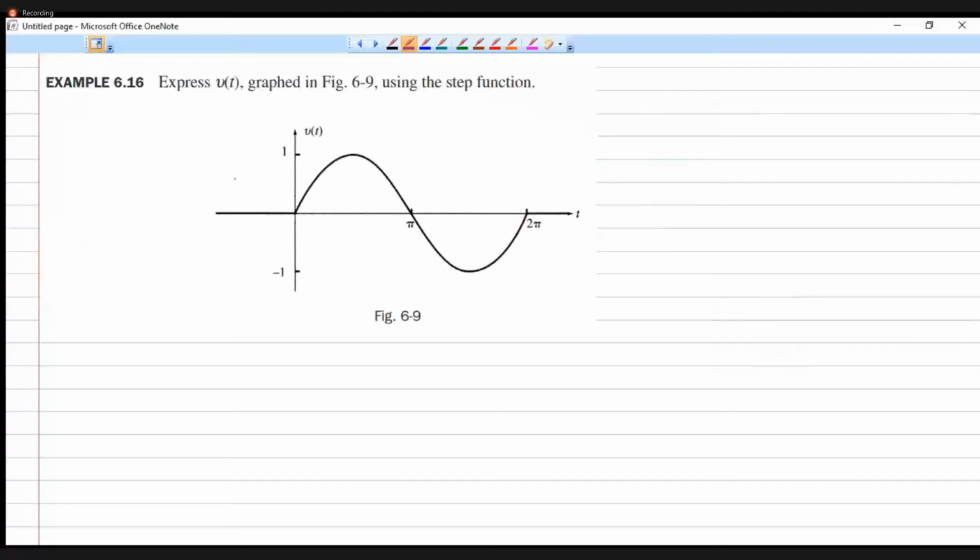Next example, express v of t graphed in figure using the step function. It may seem that it is a sinusoidal function, but only one cycle is represented here. We need only one cycle of the sinusoid function. And for the remaining period, it is remaining at 0, as shown by this thick line. So how can we represent this function?